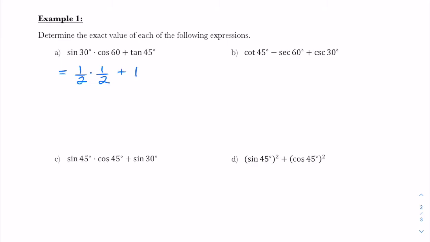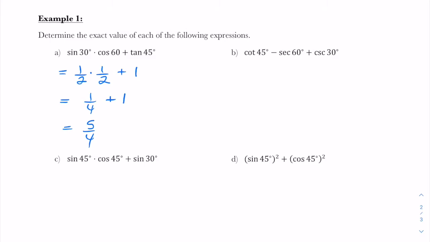Please follow the BEDMAS rules. You have to multiply before adding, so a half times a half is 1 over 4 plus 1. And adding 1 over 4 plus 1, we'll need a common denominator of 4. This will give you a simplified answer of 5 over 4.